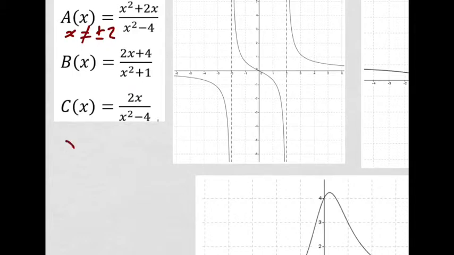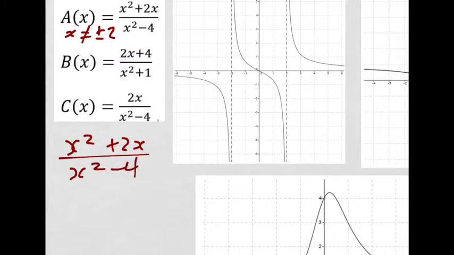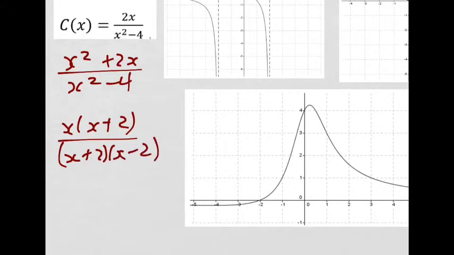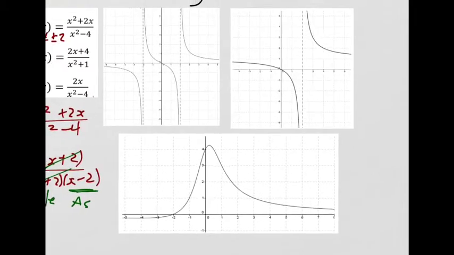So a of x is x squared plus 2x over x squared minus 4. Factoring, we get x times x plus 2, and then x plus 2, this is difference of squares, right? x minus 2. So these cancel. So the hole is x equals negative 2. The asymptote is what's left over. Okay, so this is an asymptote, this is a hole. So that's positive. Okay, so which of these would that be?